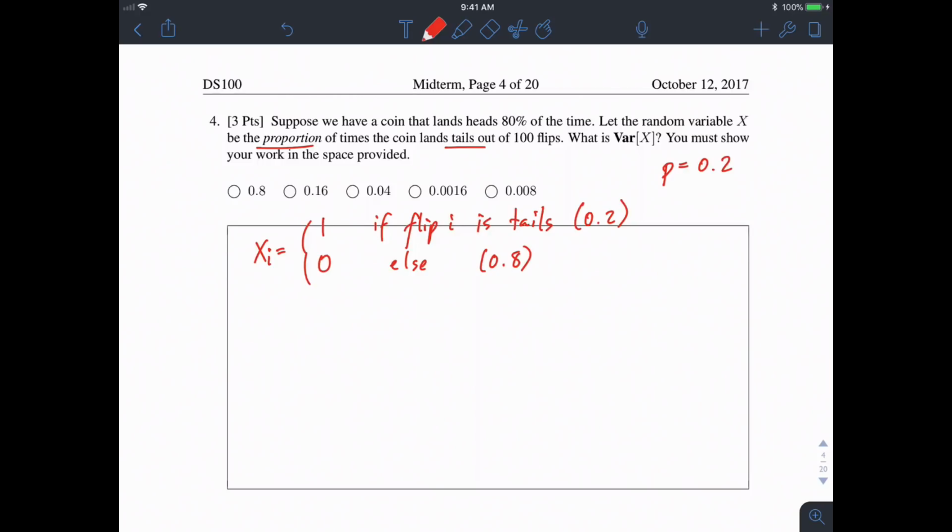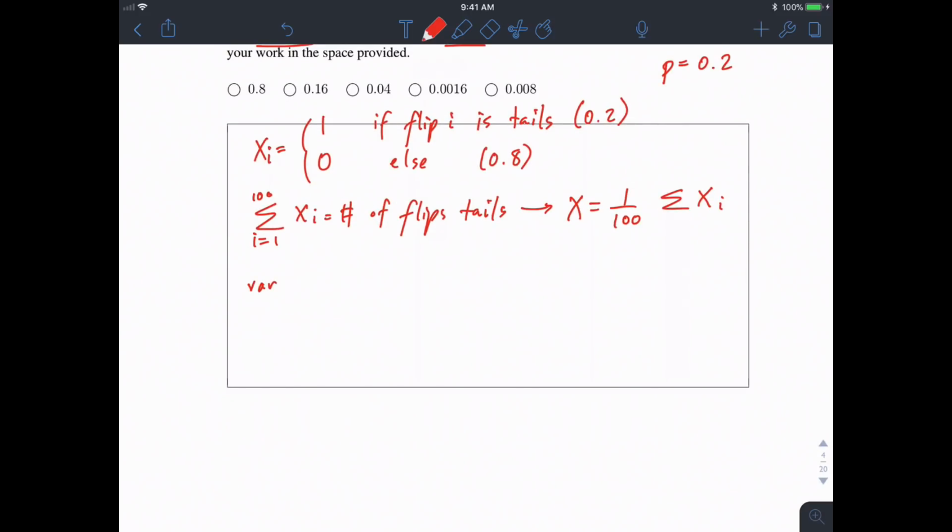Cool. Then we notice that the sum going from I equals 1 to 100 is the number of flips that are tails. But x is defined to be the proportion of tails, or a proportion of flips that are tails, not the number of tails themselves. That means x can be written as 1 over 100 times the number of flips that were tails. Right? Because to find a proportion, it's essentially a percentage, we divide by 100.